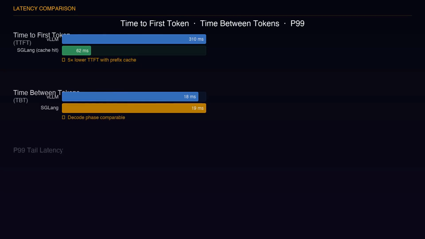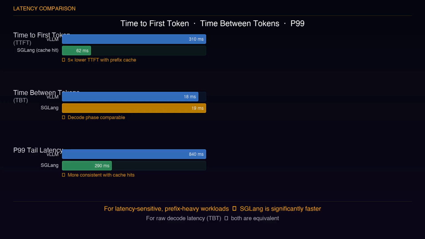Time to first token, the delay between sending a request and receiving the first generated token, is dominated by the prefill phase. For VLLM, every request runs full prefill every time. A 500-token system prompt adds 500 tokens of prefill latency to every request, compounded by queuing when prefill competes with ongoing decodes. For SGLang with a cache hit, those tokens aren't prefilled at all. Time to first token drops to the cost of the user's query only. 20 to 100 tokens, not 500.